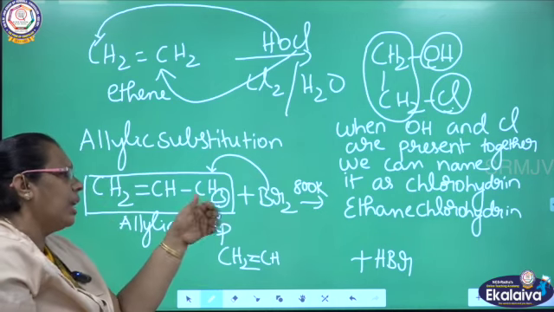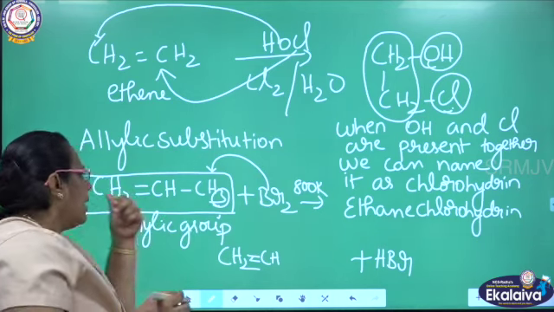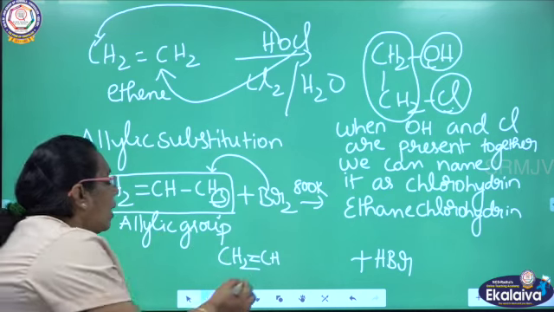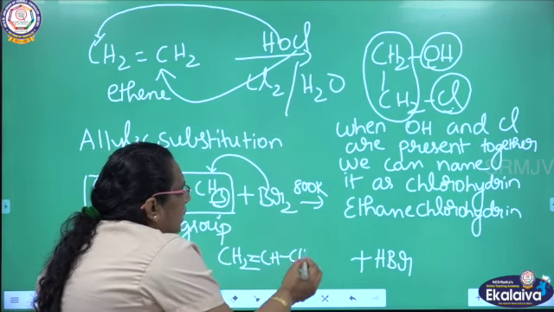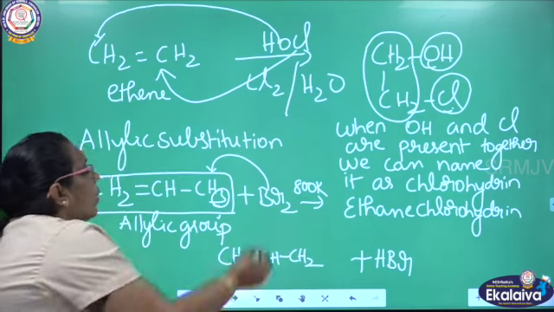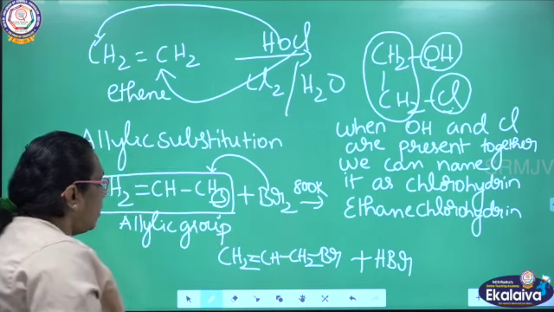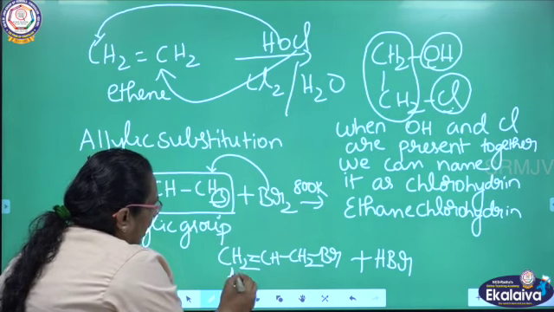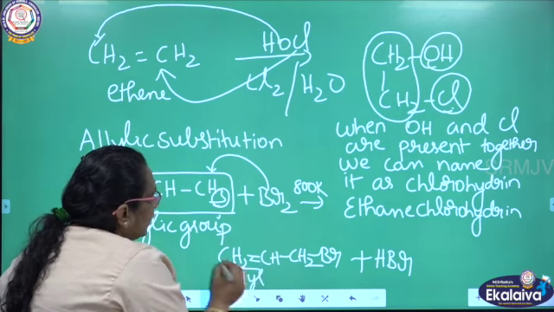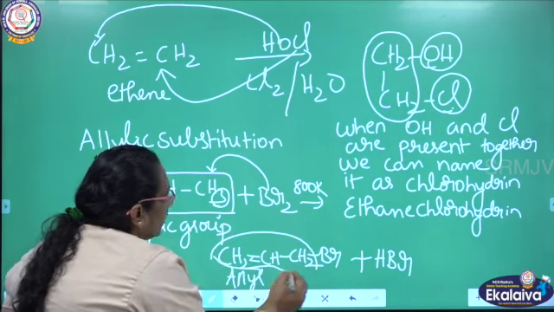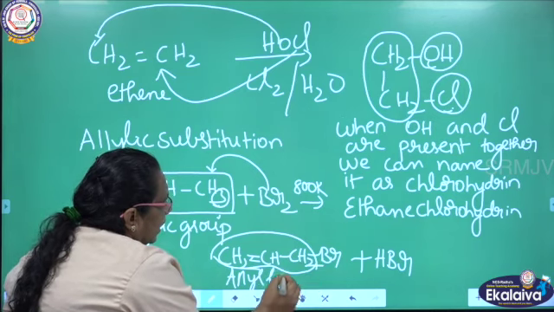What is remaining here? Only 2 hydrogen atoms, is it not? CH2, double bond, CH, single bond, CH2. Okay, one more bromine is added here. What is the name of this compound? Allyl bromide. I told you this group is the allyl group, is it not? So allyl bromide.